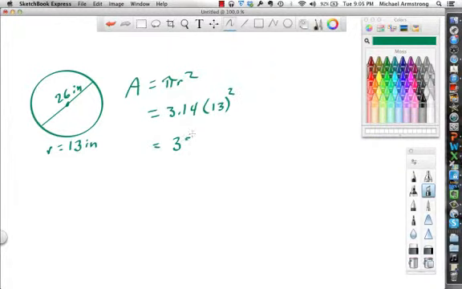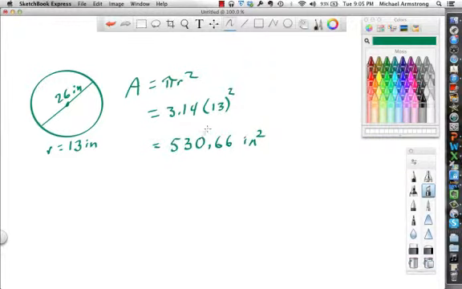Here we go. 530 and 66 hundredths, and that's inches squared. Okay? Now, if you were to just kind of estimate this in your head, let's see, what would you do? You do 3 times 13 squared, and if you just did 10 squared, that'd be 100. 3 times 100 would be only 300. 13 times 13 was 169 times 3 is 507.